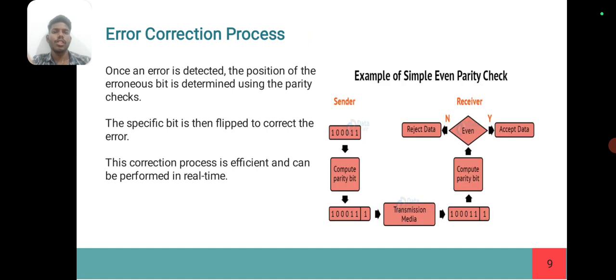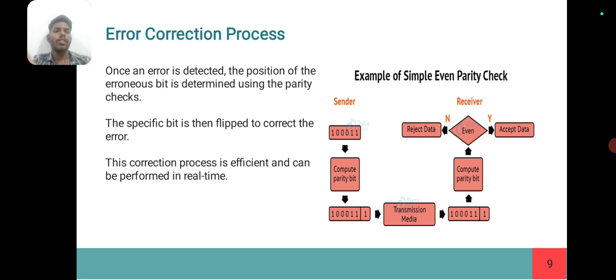Error correction process. Once an error is detected, the position of the erroneous bit is determined using the parity checks. The specific bit is then flipped to correct the error. This correction process is efficient and can be performed in real time.